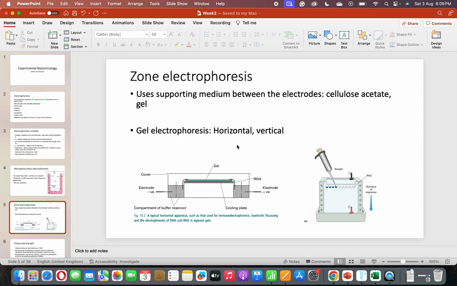Okay, so gel electrophoresis we can do either in a horizontal manner, where here you can see the gel. The two electrodes are immersed in the buffer, so there's one continuous buffer, and my gel is sitting over here, and my samples will run in this gel. The other option is vertical electrophoresis, where there is some buffer up here, some buffer down here. The two electrodes are at the top and bottom, and the sample will run in a vertical direction through the gel.